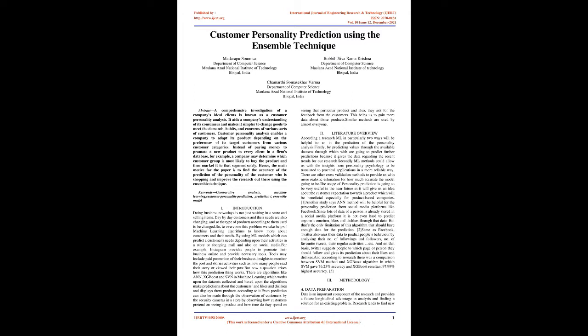For example, Instagram allows people to promote their business online and provides necessary tools. Tools may include paid promotion of their business, insights to monitor the post and story activities, such as how many people read their story or viewed their post. But now a question arises: how does this prediction work? There are algorithms like XGBoost and SVM in machine learning which work upon the datasets collected and, based upon the algorithms, make predictions about the customers' likes and dislikes and display products according to it.